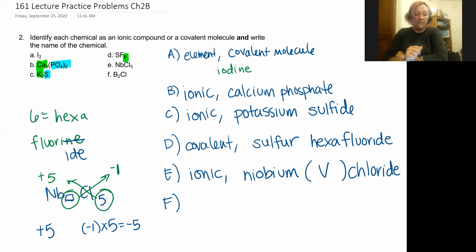All right, F, we have boron and chlorine. Now, chlorine's a nonmetal. Boron is a metalloid. And when you have a metalloid and nonmetal, they typically form a covalent bond. So I'm going to name this as a covalent compound.